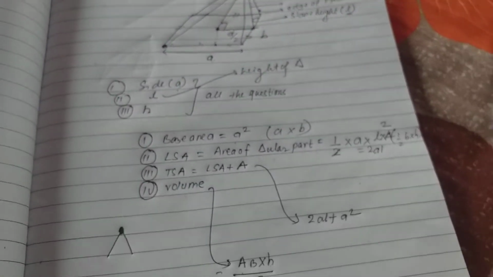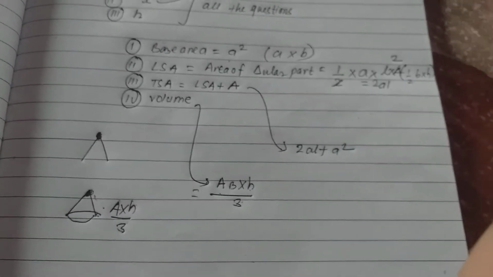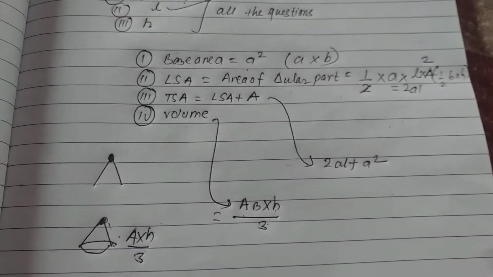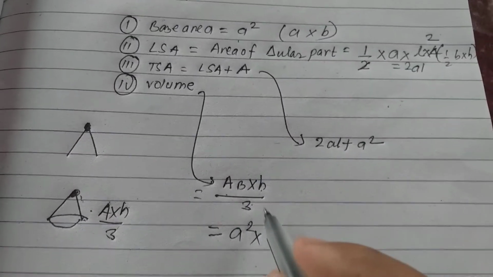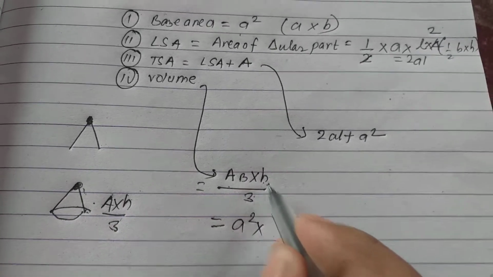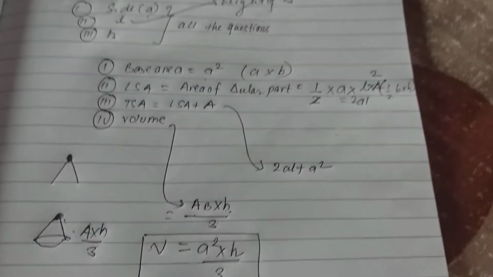Are you getting it? 1/3 of a cuboid. So it is area of base into height by 3. Area of base means what? A square, and the height of the pyramid. This is the height of the pyramid. So A square h by 3 is the volume. Let me revise once more so that you can understand. Let me make another figure for you.